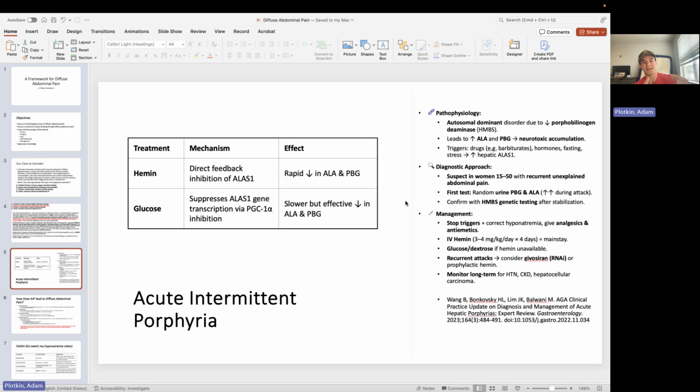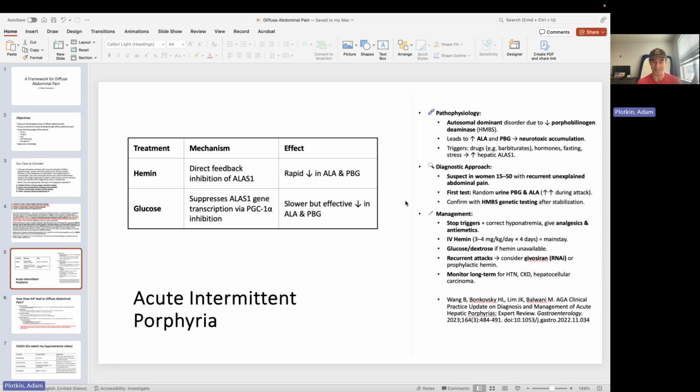They all upregulate hepatic ALA synthetase 1, which makes ALA, right? And we're going to make more ALA, and ALA is going to have a hard time moving through the rest of the pathway because of the low levels of PBG. So then ALA builds up. So again, there's some sort of trigger, barbiturates, estrogen, fasting, stress, exercise, that upregulate hepatic ALA synthetase. We make more ALA, but ALA is not being able to break down further because of a lack of this porphobilinogen deaminase.